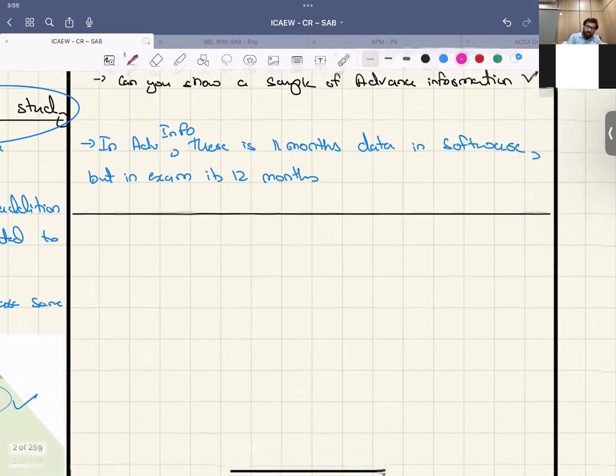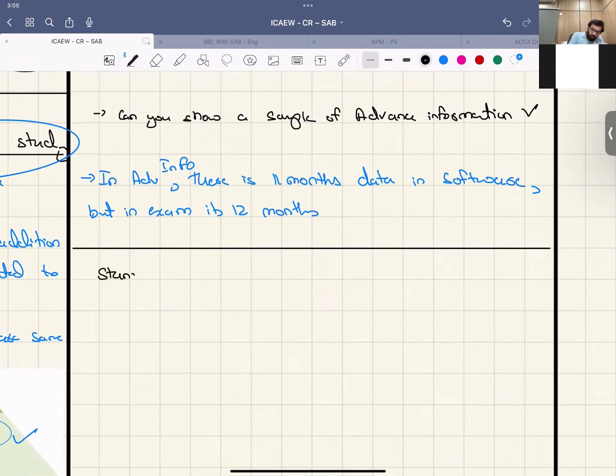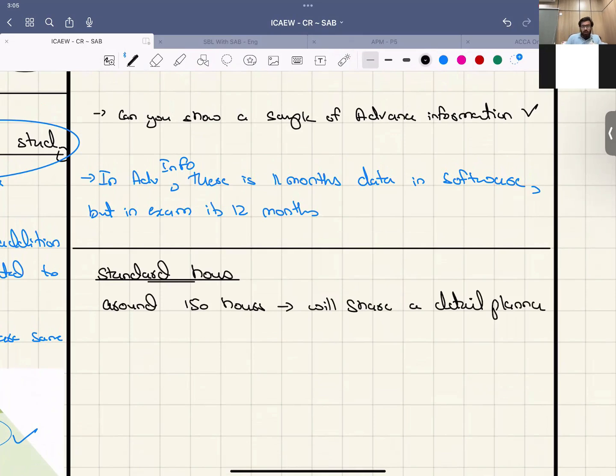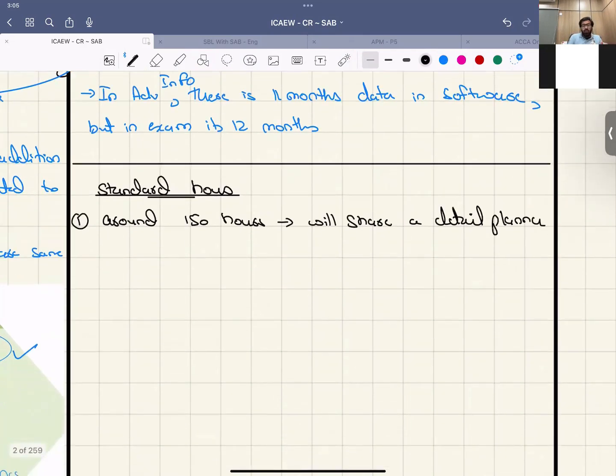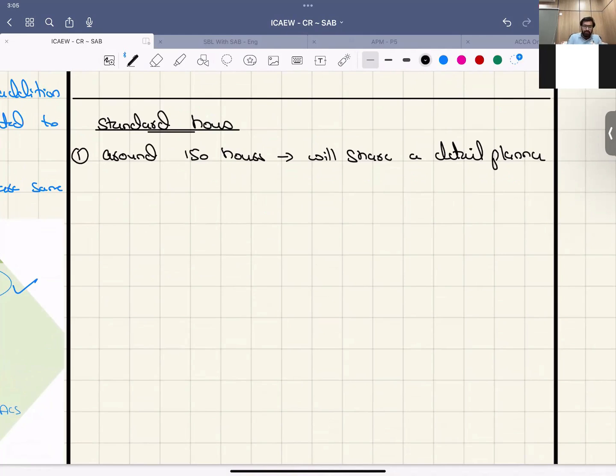So, any idea on standard hours of this paper? If you go on classes, what I see is it's around a 150 hours course. Once you enroll, we'll share a detailed planner on how you're going to cover this course. This is the first thing: it's around 150 hours, whether it's corporate reporting or technical case study. One more thing is that approximately 2 months are required. Let's say 3 months are required for preparation.